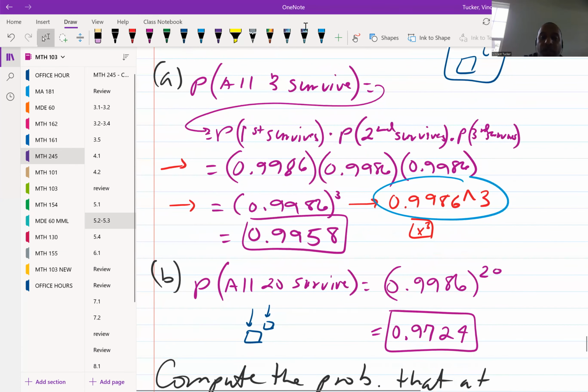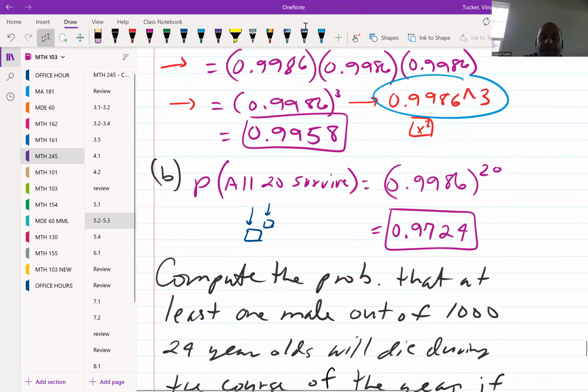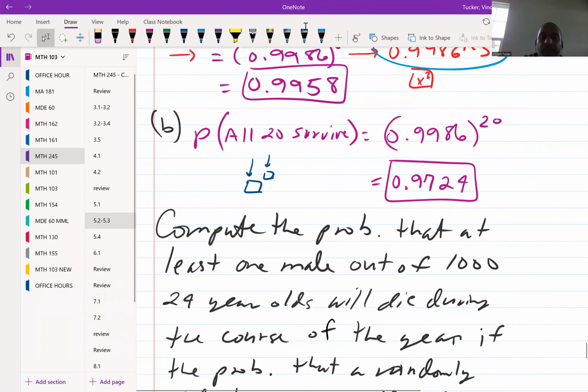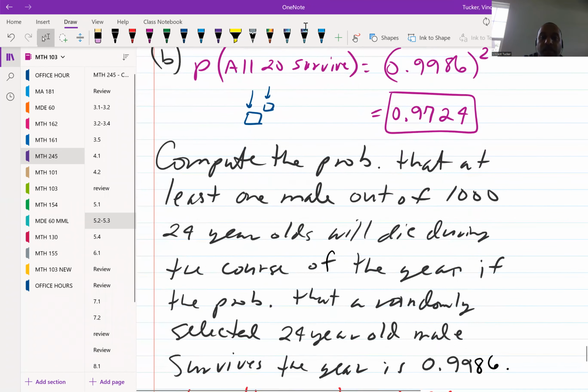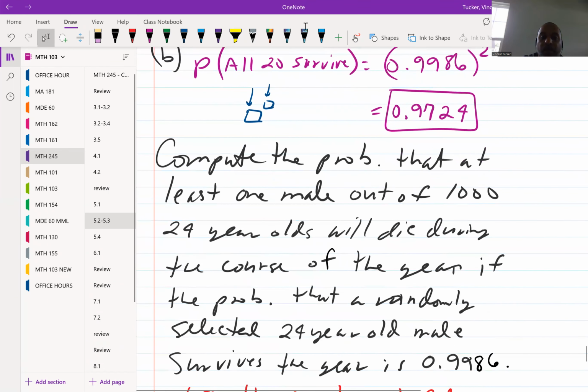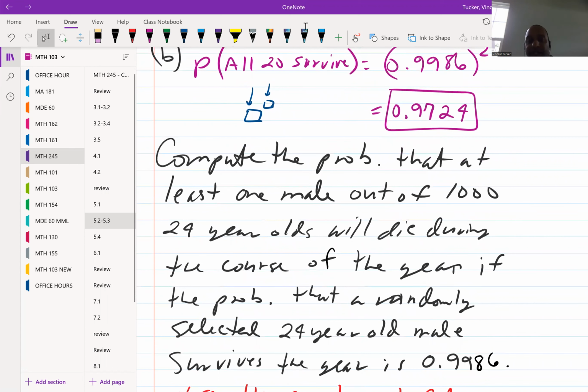Questions before we look at the next one? All right. So next one, compute the probability that at least one male out of 1,000 24-year-olds will die during the course of the year if the probability that a randomly selected 24-year-old male survives the year is 0.9986.